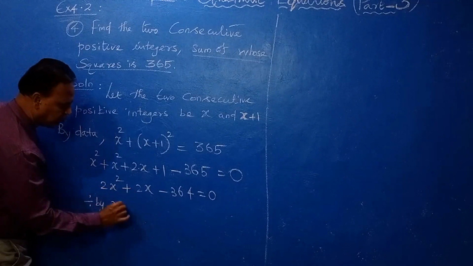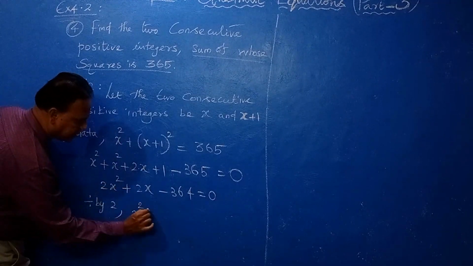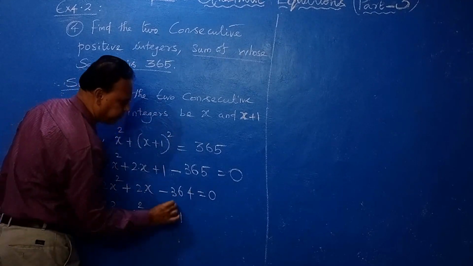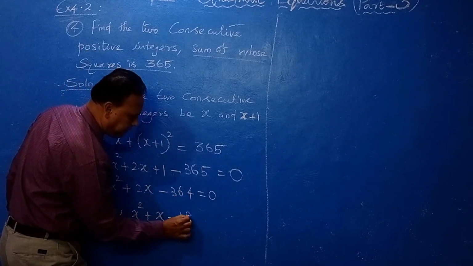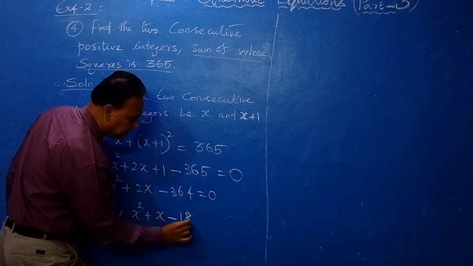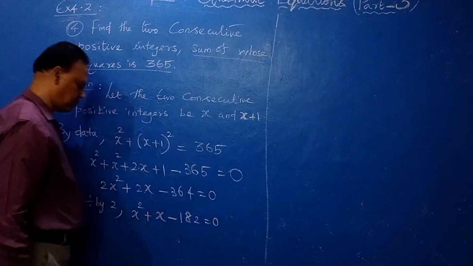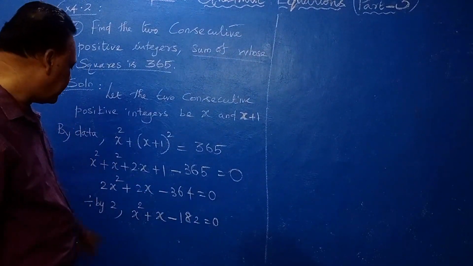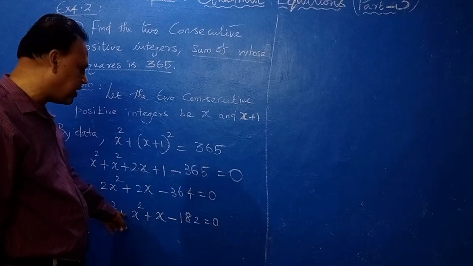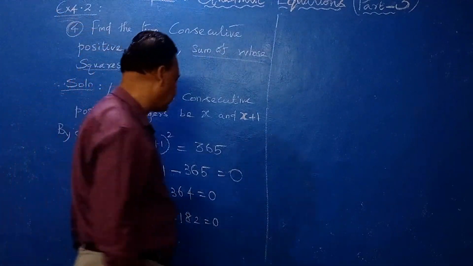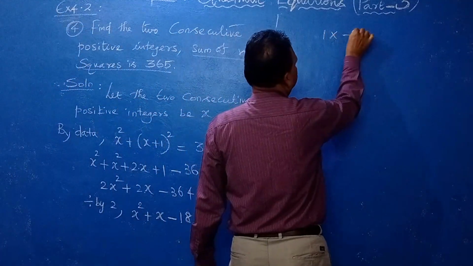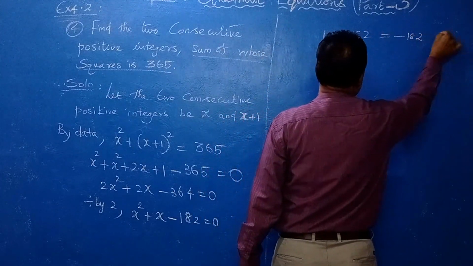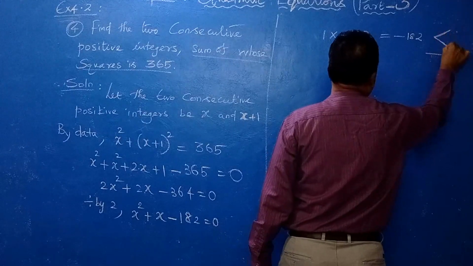So divided by 2, what you will get here: x squared. Here divided by 2 means x. Here divided by 2 means 1. 364 divided by 2 means 182. Then 0. So x squared plus x minus 182 equal to 0. Now here the x squared coefficient is 1. So 1 into minus 182, minus 182 split up into two factors.